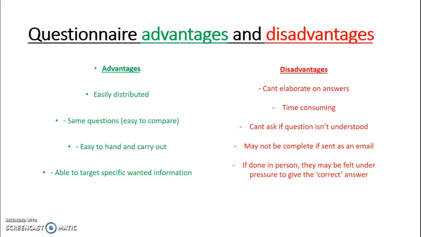The people you're doing it with can't ask questions if they don't understand the question, which is bad, because then they might not be able to answer the question themselves. It may not be complete if it's sent as an email, because people might see it as junk mail. It may not be done, so you might not get a rich amount of people doing it. If it's done in person, people may feel under pressure by being watched, so they might give an answer to appease you, as they feel under pressure to give you what you want.